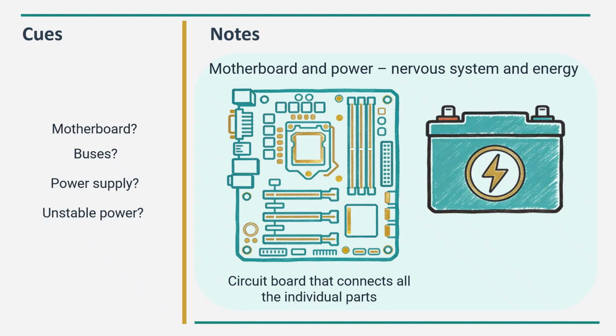And energy? Even the smartest brain cannot work without power. Computers need stable electric power. Unstable power like surges, cuts, and load shedding causes crashes and damage, like a person fainting.